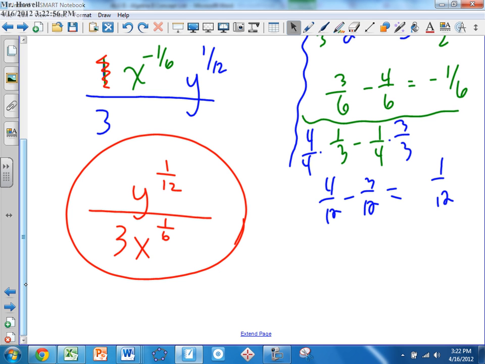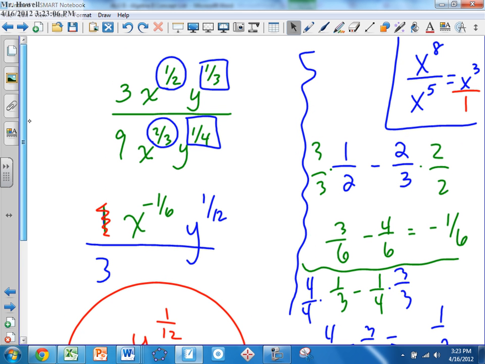Positive, okay, positive. I have a question. Why did you write x to the 8th over x to the 5th? That was just a little rule in case people forgot. In case you forgot the rule of division, knowing that 8 minus 5 gives you that 3, that's where our rules come in that we're using here.